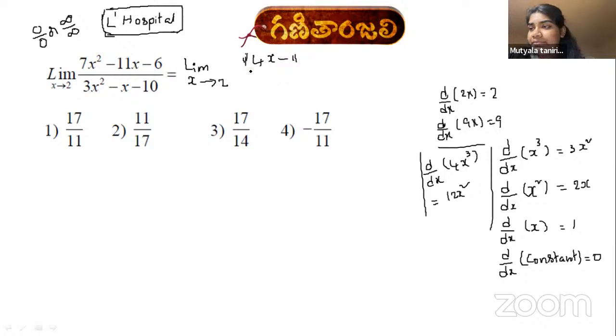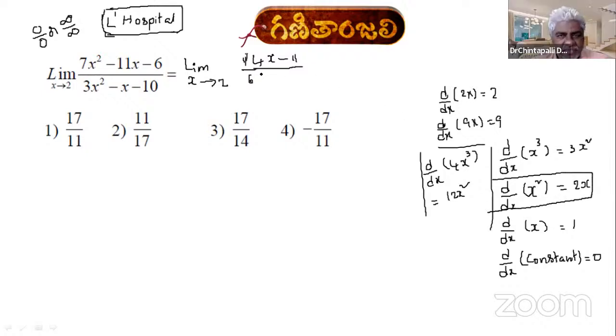6 is a constant. Whole by 6x square, 6x. Derivative of x square is 2x. Oh, sorry. Yes, it is 6x. Minus? Minus 1. Very good. After that, derivative of 10, 0. Now we can plug in x is equal to 2, because it is not in the form of 0 by 0 or infinity by infinity. Yes, plug in.